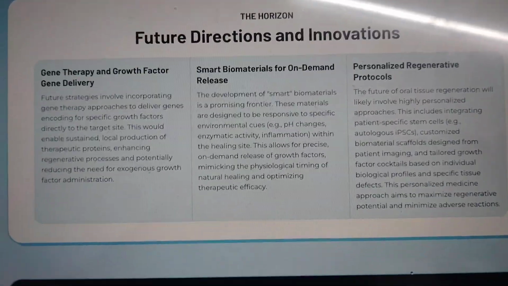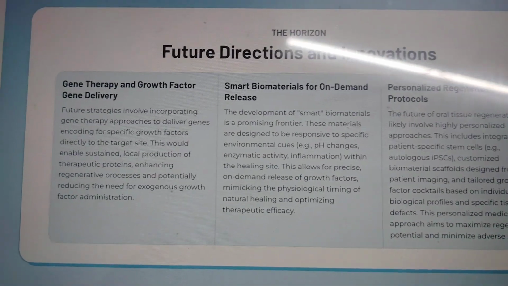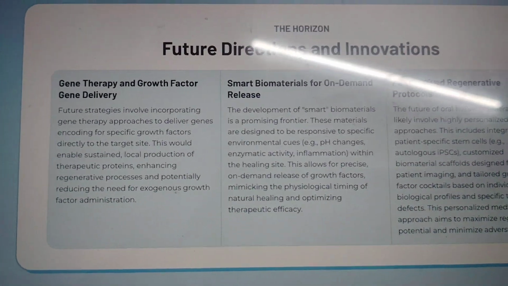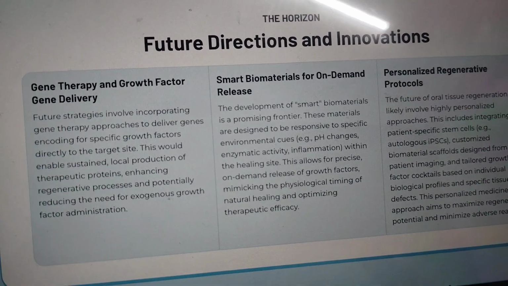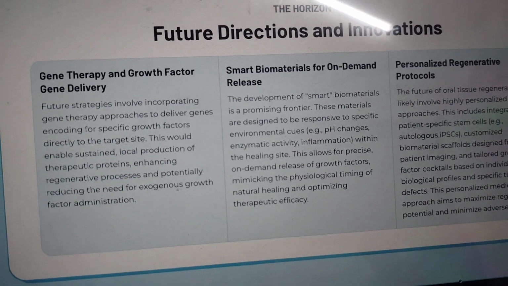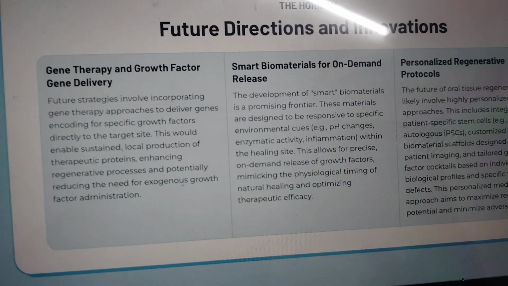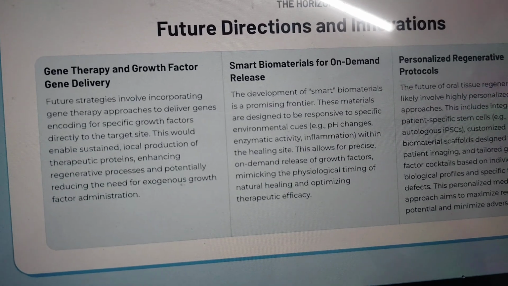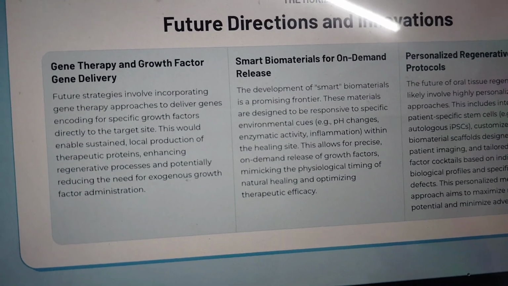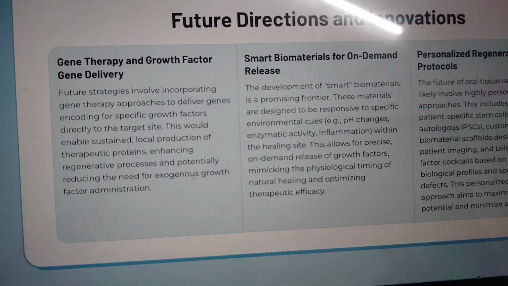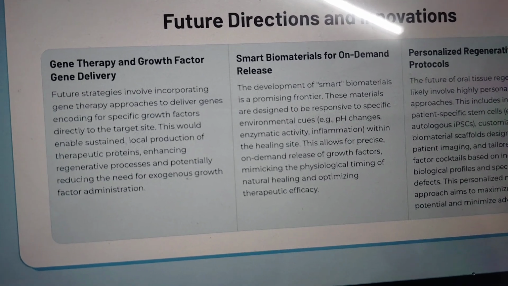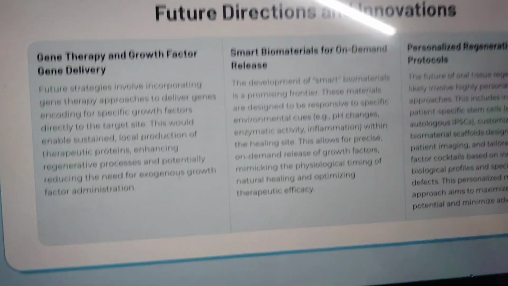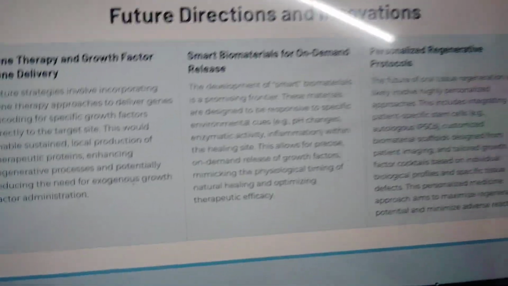Smart biomaterials for on-demand release. The development of smart biomaterials is a promising frontier. These materials are designed to be responsive to specific environmental cues, that is, pH changes, enzymatic activity, and inflammation within the healing site. This allows for precise on-demand release of growth factors, mimicking the physiological timing of natural healing and optimizing therapeutic efficacy.